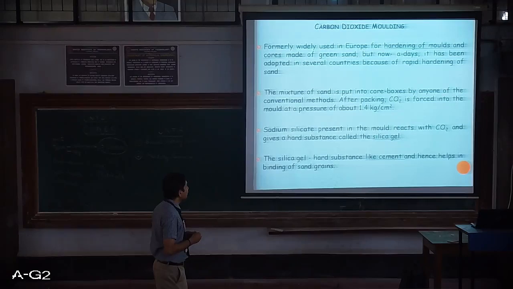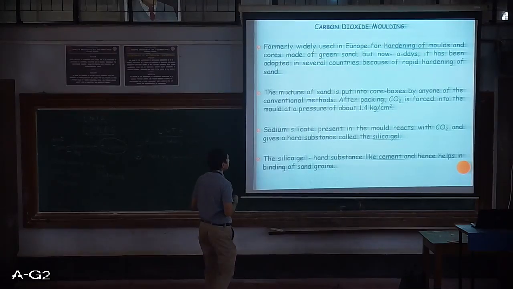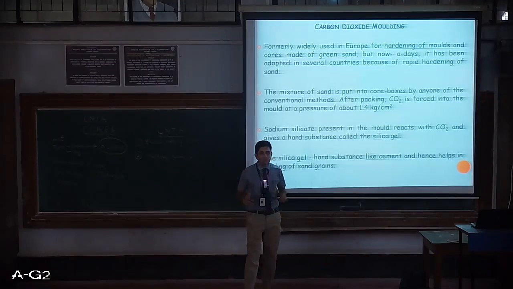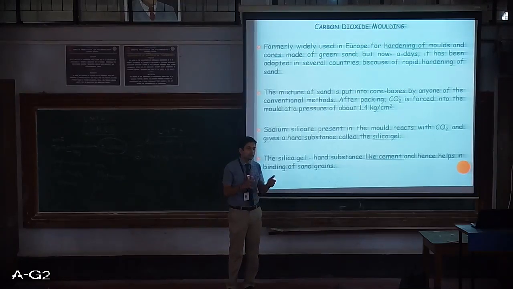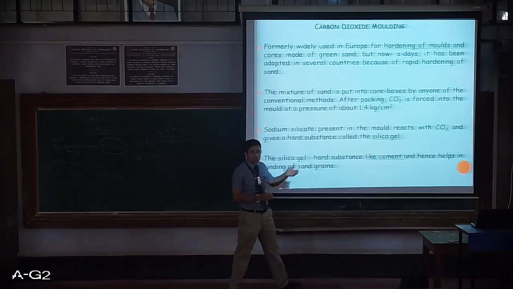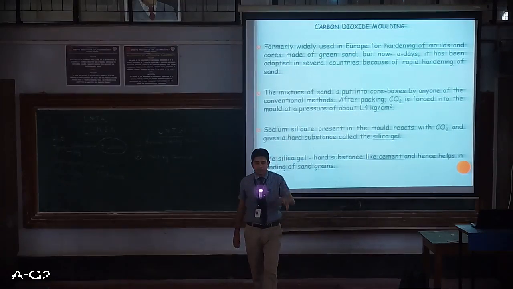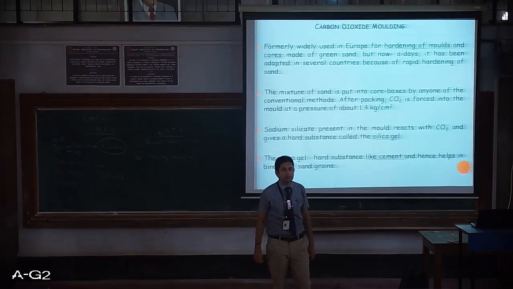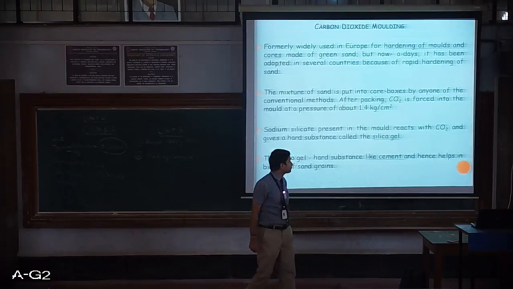The mixture of the sand is put into the core boxes by any one of the conventional methods. After packing, CO2 gas is passed or forced into the mold at a pressure of about 1.4 kg per centimeter square. So by any normal method you make the molding sand, and the difference is that you pressurize the carbon dioxide gas into that molding sand at high pressure, because of which the molding sand hardens.